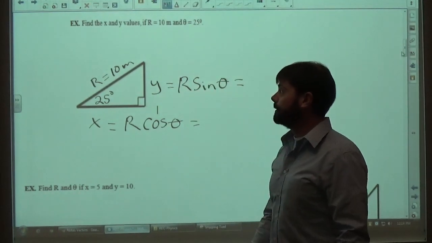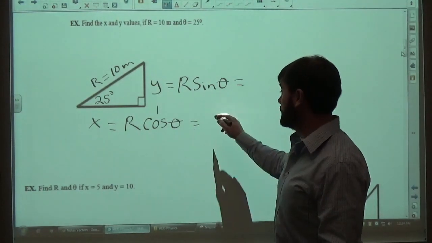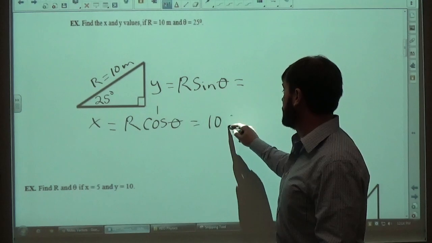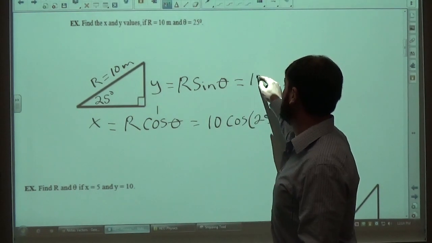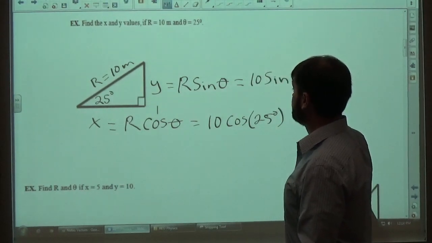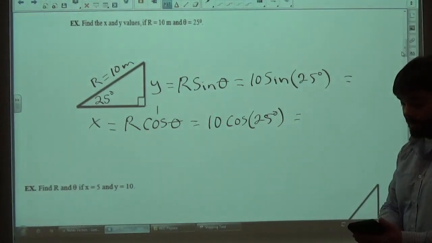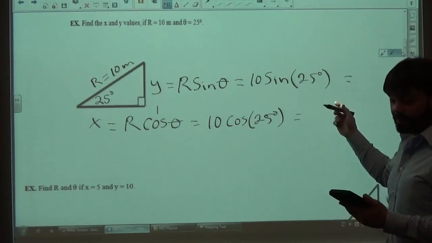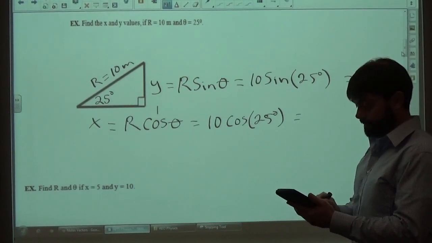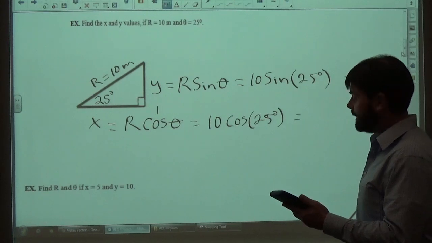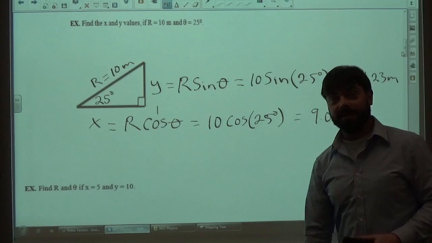If we plug in the variables that they give us, we've got r equal to 10 times the cosine of 25 degrees, and here we've got r equal to 10 times the sine of 25 degrees. Plug each of these into our calculator and see what we get. This gives me 4.23 meters as the sine of 25, and the cosine of 25 is equal to about 9.06 meters. Looks something like that.